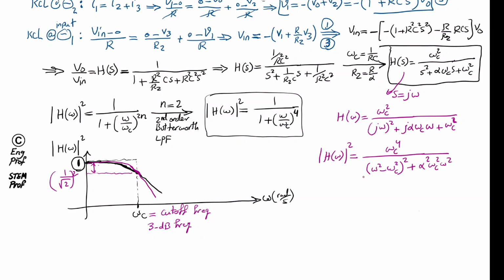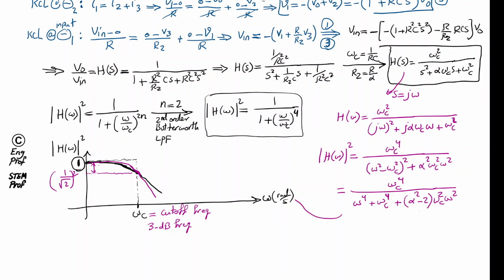Now if we expand the denominator, what we get is this. Again, the numerator is omega c to the power 4. In the denominator we have omega to the power 4 plus omega c to the power 4, and then we have minus 2 omega squared omega c squared, but we also have omega squared omega c squared times alpha squared. So I can write it this way: plus alpha squared minus 2, times omega squared omega c squared.